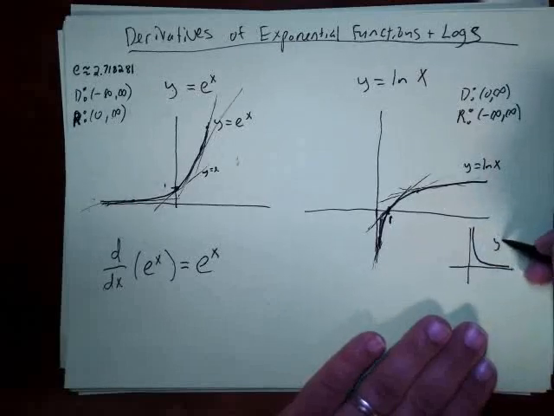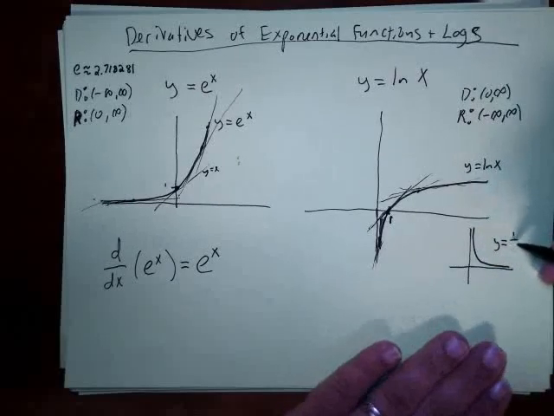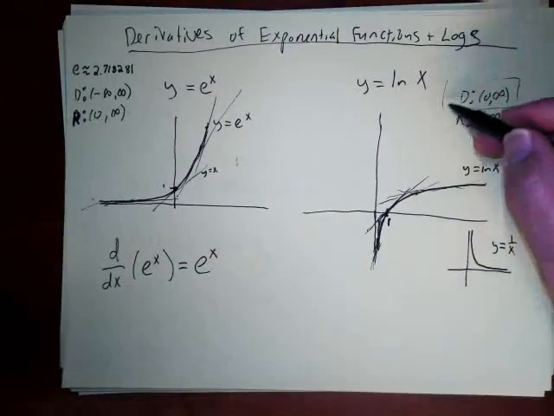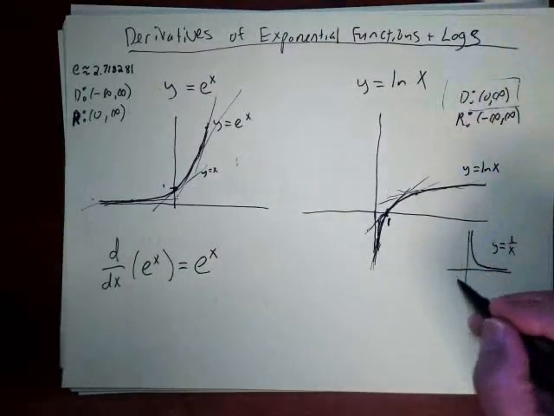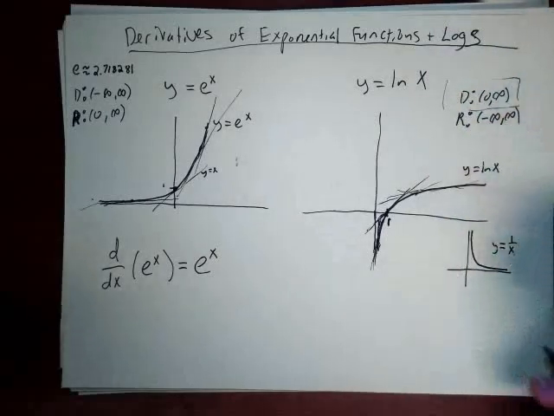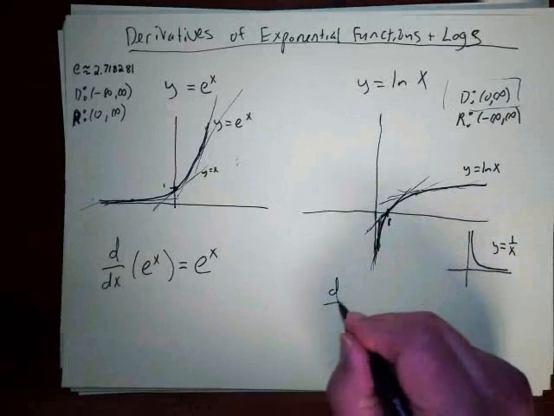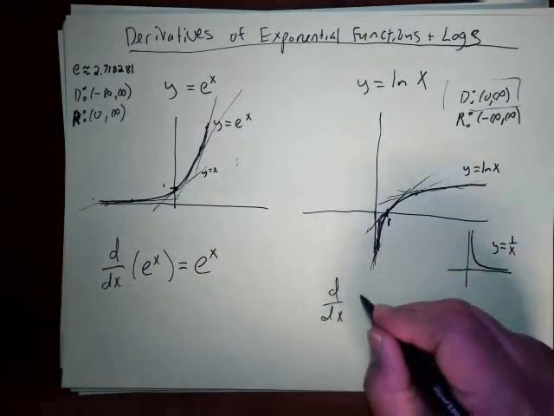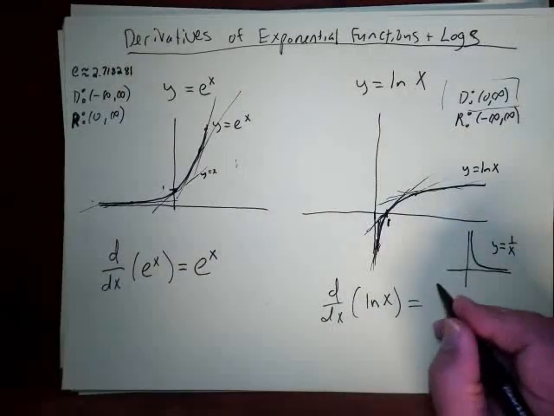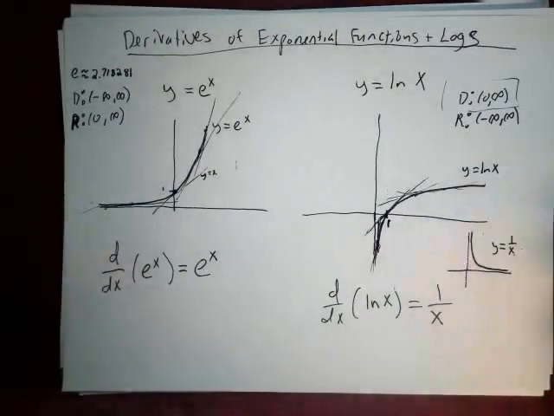It looks like y is equal to 1 over x, for this portion, at least for this part of the domain. It doesn't include this portion, but the domain is just 0 to infinity. And that's actually what it's equal to. So the derivative d/dx of the natural log of x is equal to 1 over x.